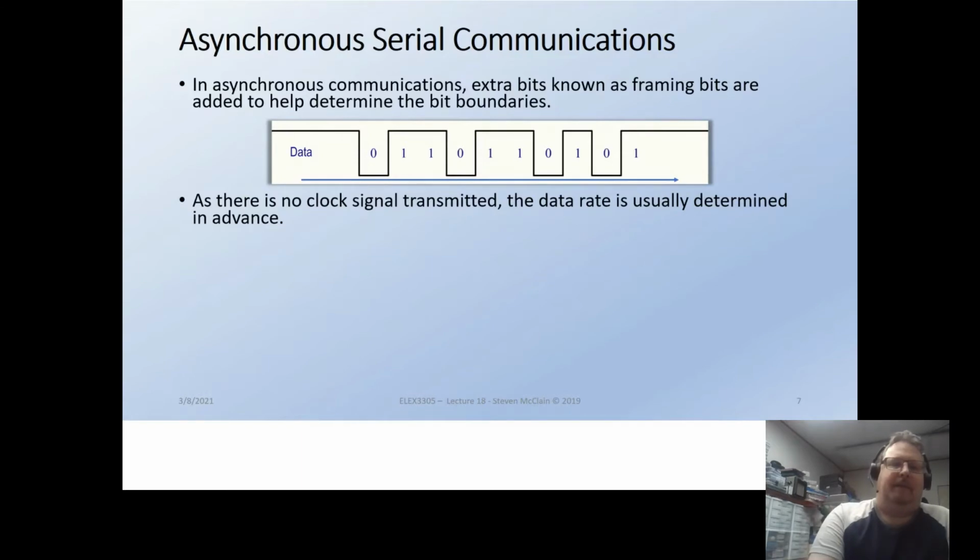But what happens is we didn't really get rid of the clock. The clock's still there because it's super important. But what we did was we just made it so there's no clock wire. There's actually two clocks now, because there's one on the transmitter and one on the receiver. And we've got to make sure that they somehow get synchronized. Once they're synchronized, we can run a clock at a steady enough rate that, at least over a short period of time, we can pretty much guess where those edges are going to be.